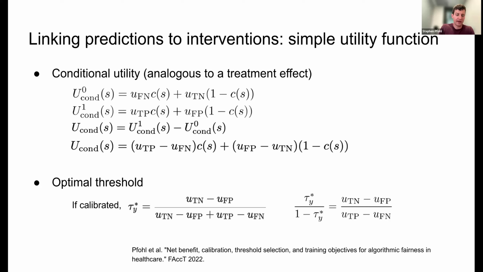And so you can actually directly derive what that threshold would be for a calibrated model here at the bottom of the slide. And one thing that's interesting about that is that it is only a function of these assumed values associated with the different cells of our confusion matrix, and not a property of really anything else of the model, as long as we assume it's calibrated.